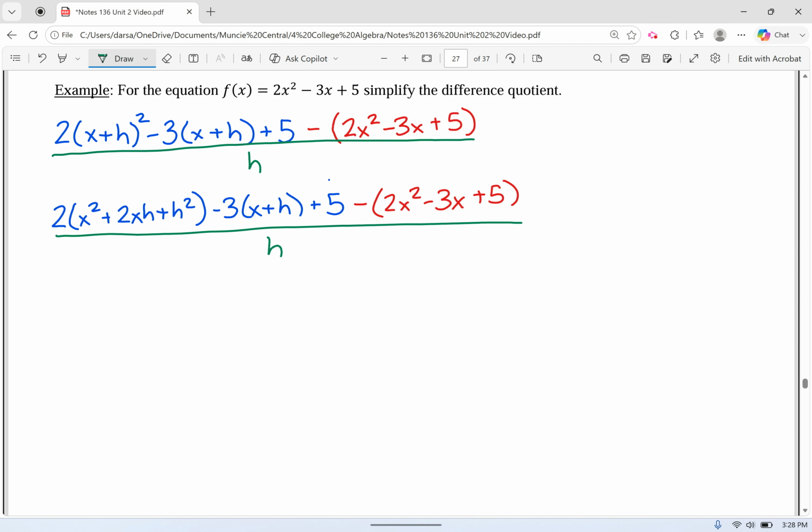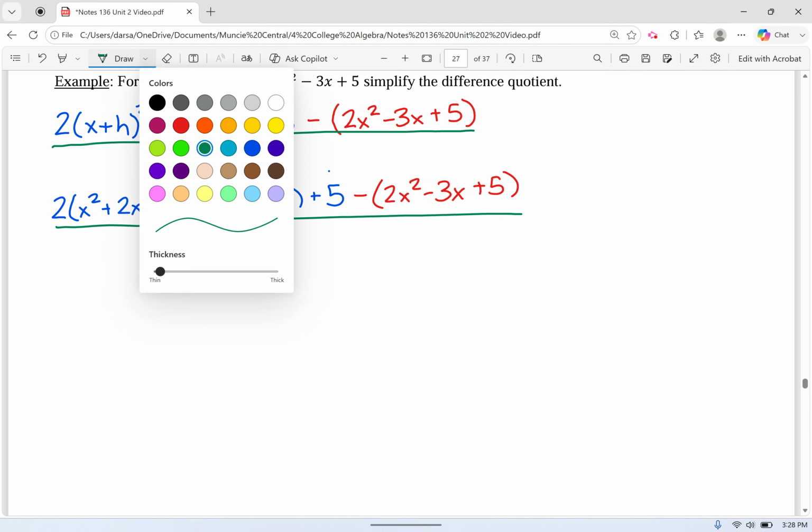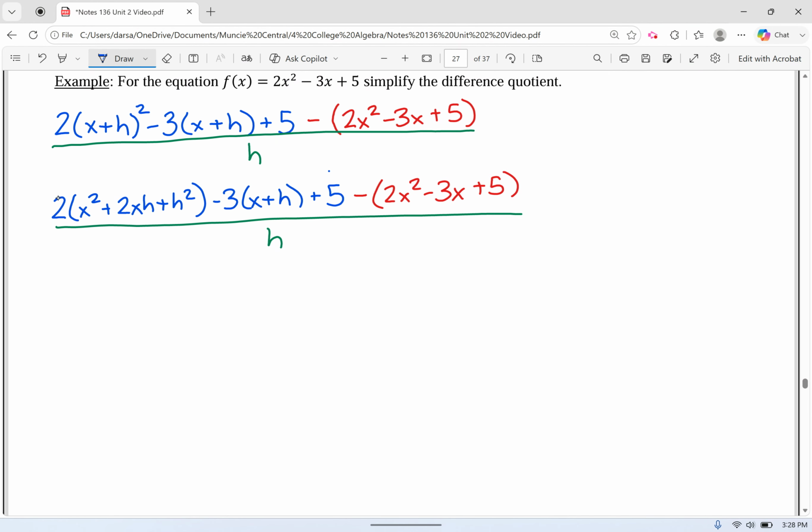We'll kind of look at this. What do you want to do with this 2 and this 3 and this negative sign right here? What do you want to do with all those things? Well, you probably need to distribute them, don't you? Okay, so we're going to distribute the 2. Gives us 2x². 2 times 2 is 4xh. Be careful with that one. That one gets missed a lot. 2h². We're going to distribute the minus 3 to give us minus 3x minus 3h. The plus 5 just stays the same.